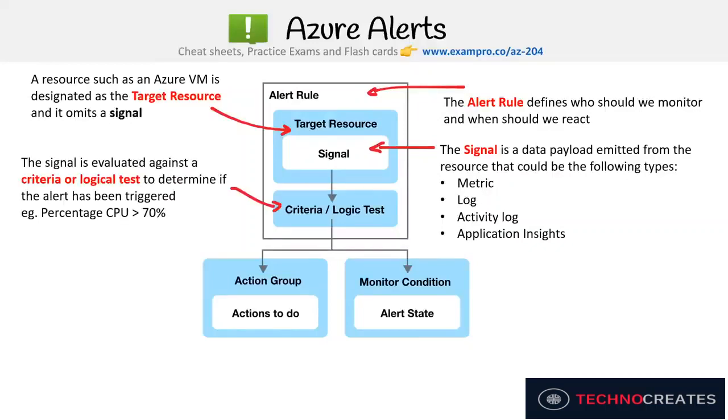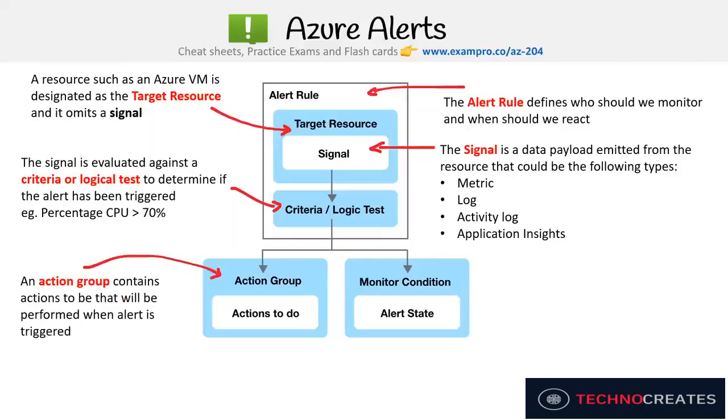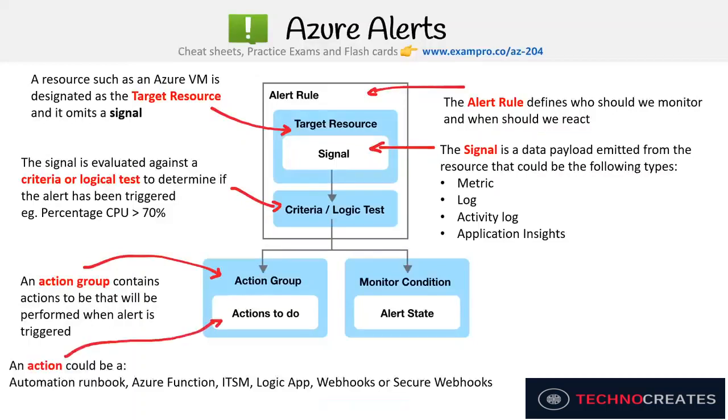Then you have the criteria or logical tests. This gets evaluated and determines, are we in a triggered state? It could be like percentage CPU greater than 70%. Then you have your action group, which contains actions, and those actions will be performed when it is triggered. And actions could be things like run an automation runbook, use Azure Functions, ITSM, Logic App, webhooks, or secure webhook.